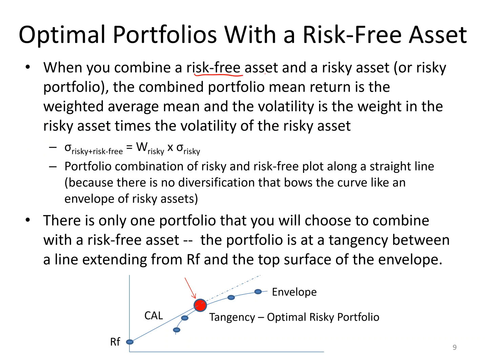When you combine a risk-free asset and a risky asset, that combined portfolio mean is the weighted average mean, so simply the sum product. The volatility, however, is simply the weight in the risky asset times the volatility of the risky asset. You don't have to worry about the risk-free volatility because it's zero. Combinations of those assets will simply plot along a straight line because it will not bow like an envelope bows due to diversification.